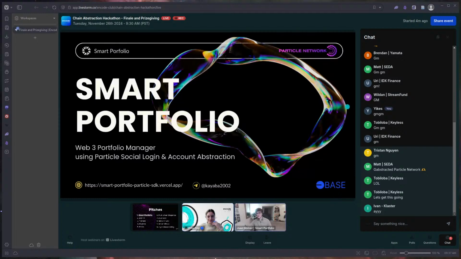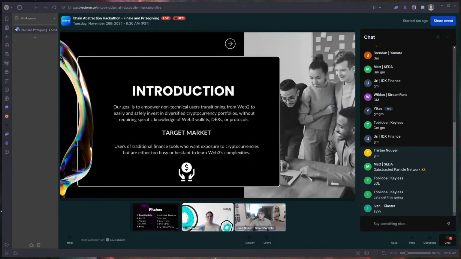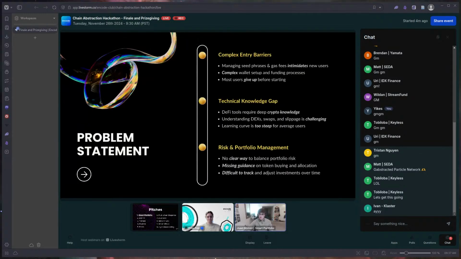Hello, I'm presenting Smart Portfolio, a Web3 portfolio manager that makes crypto investing accessible to everyone. Our mission is simple: empower regular people to invest in crypto without the typical Web3 headaches. We're targeting users of traditional finance tools who want exposure to Web3 but are held back by its complexity. We've identified 3 critical barriers keeping people away from crypto: complex entry requirements like seed phrases and gas fees that intimidate newcomers, a steep technical learning curve with confusing DeFi concepts, and a lack of clear guidance on how to enter Web3 markets and manage a portfolio.